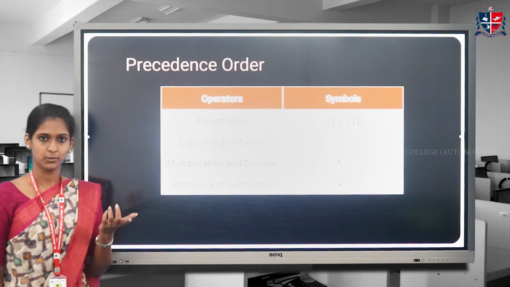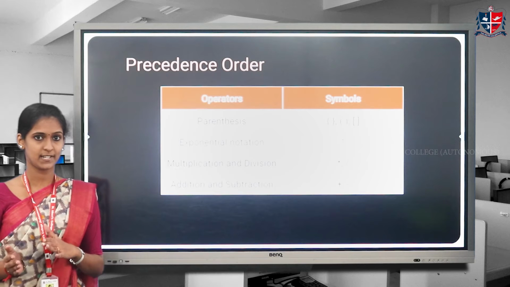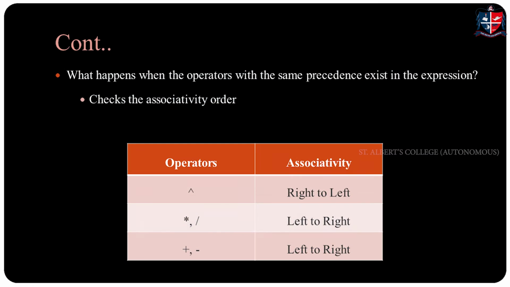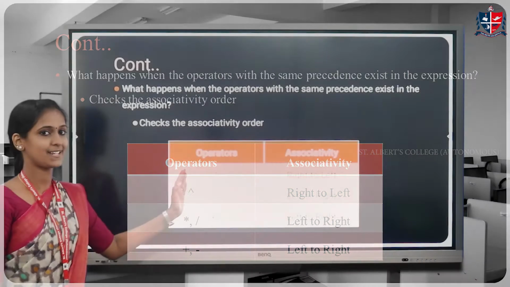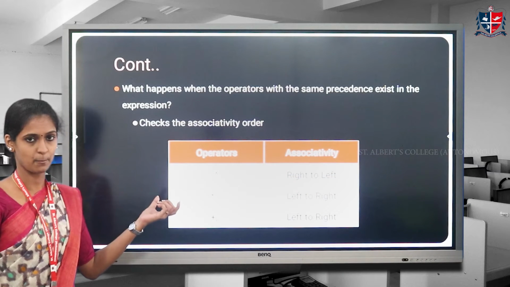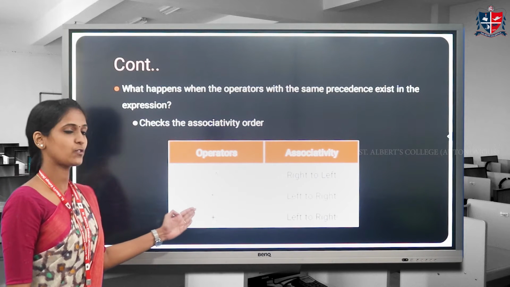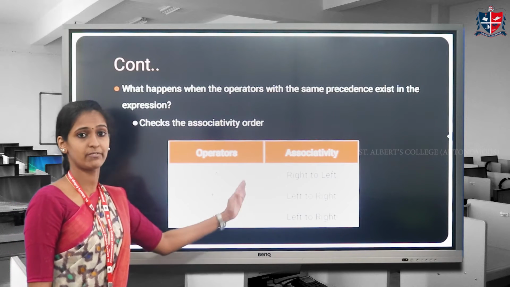In such cases, we check the associativity. Based on the associativity rule, we decide which operator is chosen first. In the case of the exponential operator, if more than one exponential operator is present, associativity is from right to left: the exponential operator on the right performs its operation first. Whereas for multiplication, division, addition and subtraction, we choose from left to right.